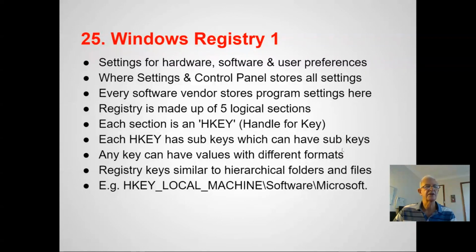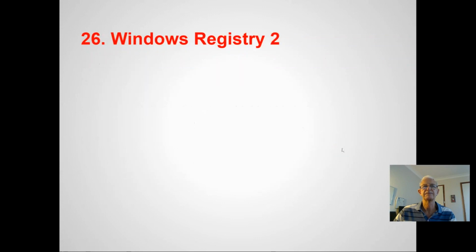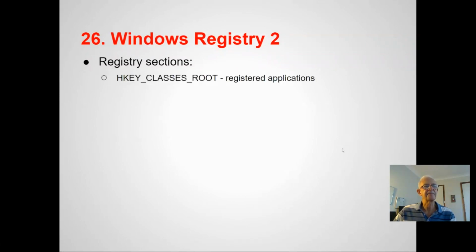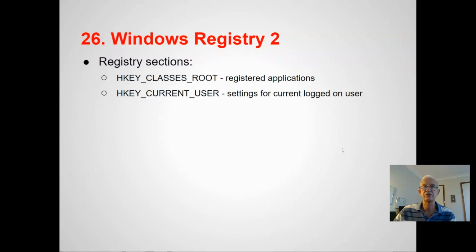A typical one is HKEY_LOCAL_MACHINE\SOFTWARE\Microsoft, and that's a particular area of the registry. That's how it's expressed. So if we go a bit further, the actual five sections, just to give you an idea: HKEY_CLASSES_ROOT, which is for registered applications, i.e. software that you've installed on the machine. HKEY_CURRENT_USER, which is associated with the currently logged on user for that session only.